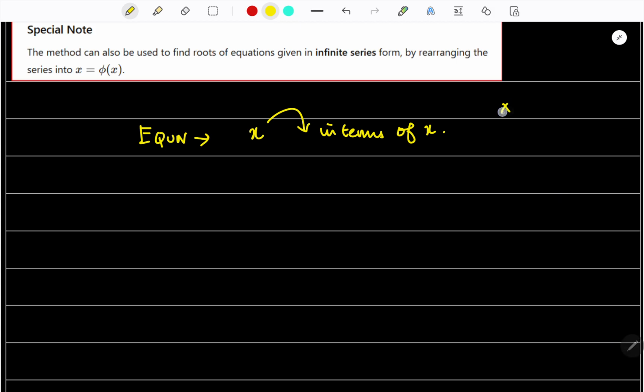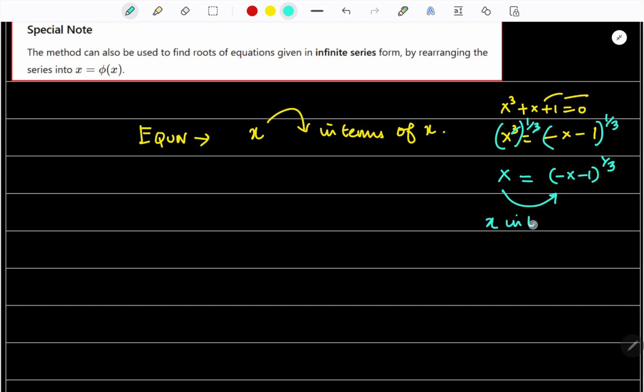Suppose I give a question like this, x cube plus x plus 1 equal to 0. Write x in terms of x. What is the meaning of that? x cube equals, you take these two terms to the other side, minus x minus 1. So x is equal to (minus x minus 1) to the power of 1 by 3. How? Because I'm going to get x in terms of x. So I take this equation to the power 1 by 3. What happened to this now? x to the power of 3 gets cancelled. You will get (minus x minus 1) to the power of 1 by 3. x in terms of x.